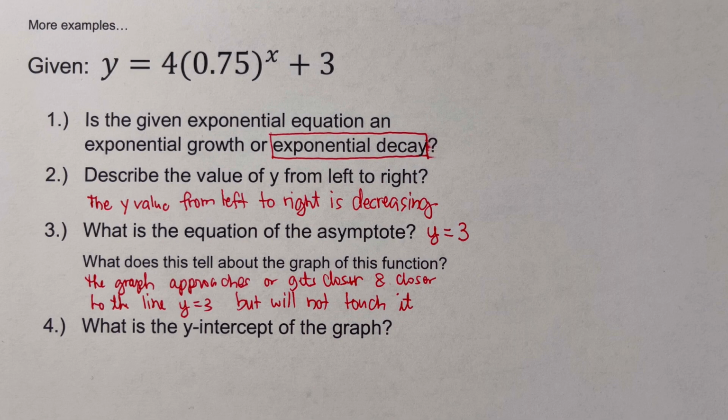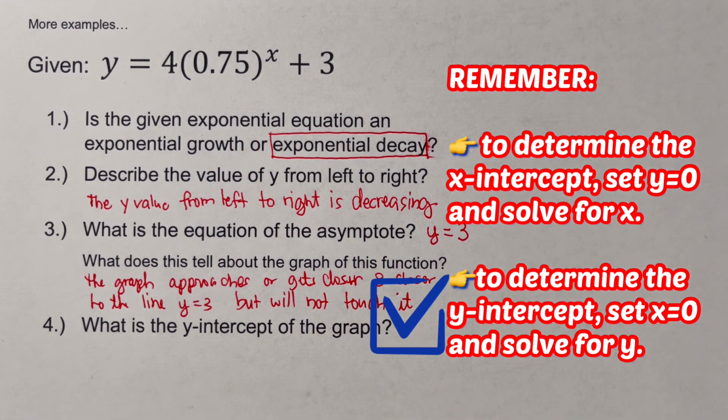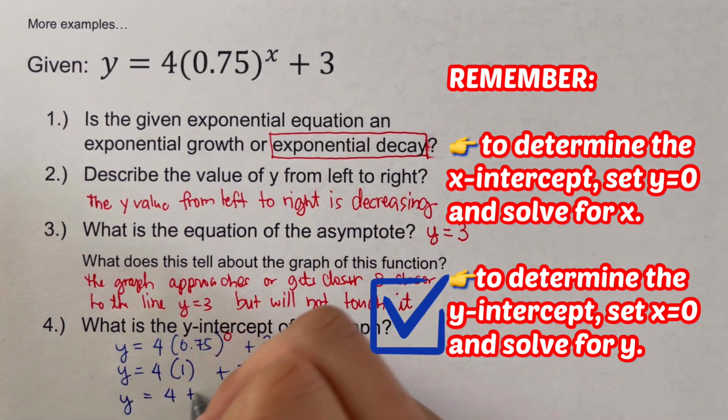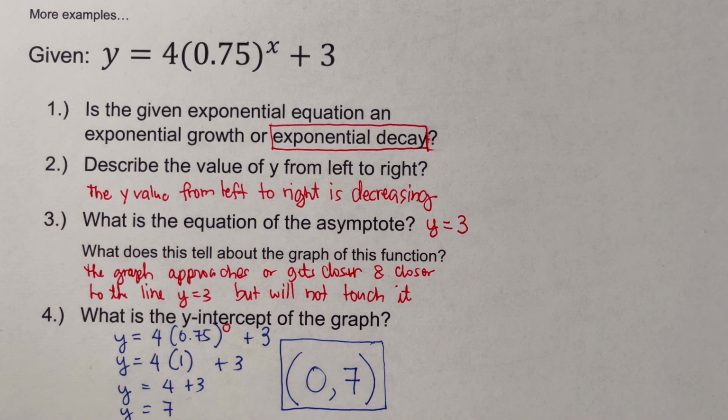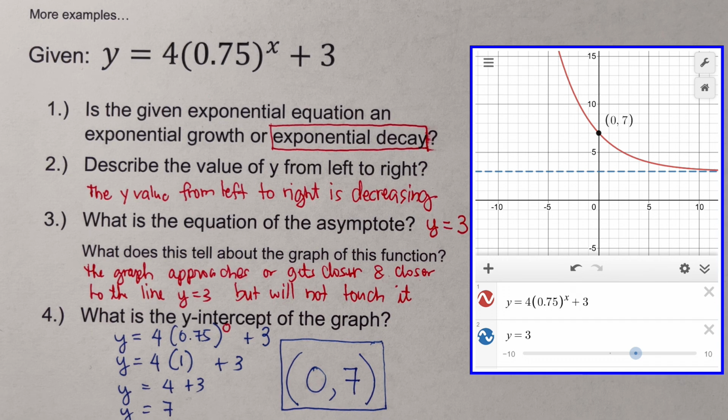Now, let's move on to the fourth question here. What is the y-intercept of the graph? We remember that to determine the x-intercept, we set y equal to 0 and solve for x. And to determine the y-intercept, we set x equal to 0 and solve for y. Since we wanted the y-intercept, again, we are going to set x equal to 0 and solve for y. So I'm just going to show the work down here. Okay, so the y-intercept is (0, 7). On the side, you will see the graph of this function. You can see that the graph is crossing the y-axis at (0, 7). So this is the y-intercept of the graph.